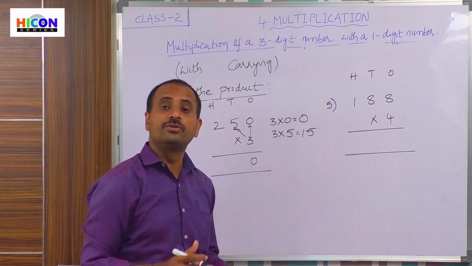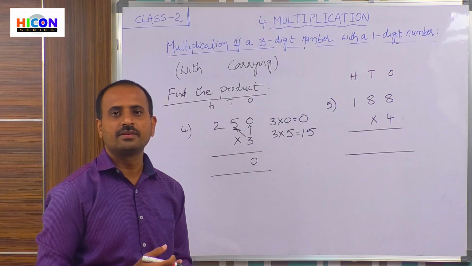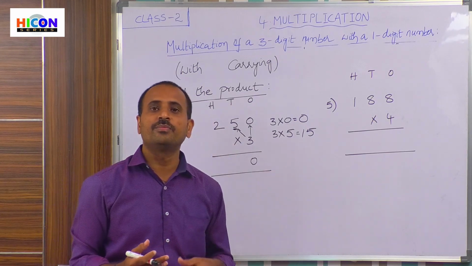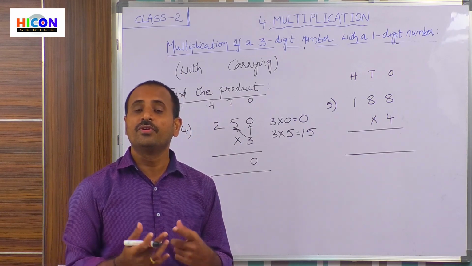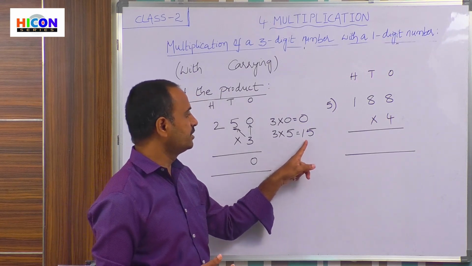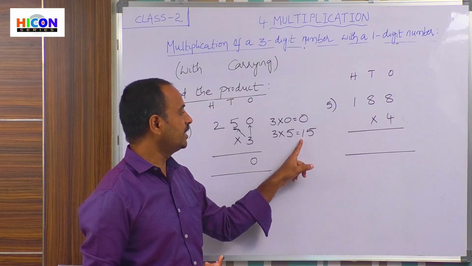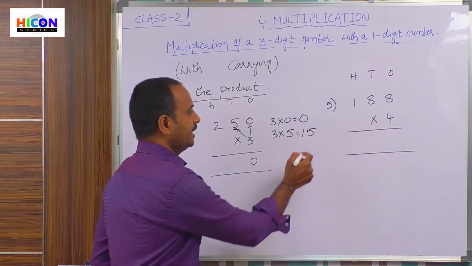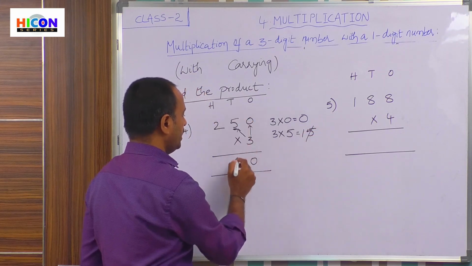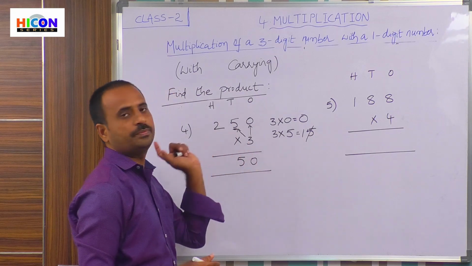Children, 15 is a two-digit number, and we should not write 15 under tens place. So if the product is a two-digit number, what we have to do? So again we have to take carry. So how to take carry? So if the product is a two-digit number, write the second digit. That is, what is the second digit here? 5. Write the second digit 5 under tens place and carry the first digit to the next place.